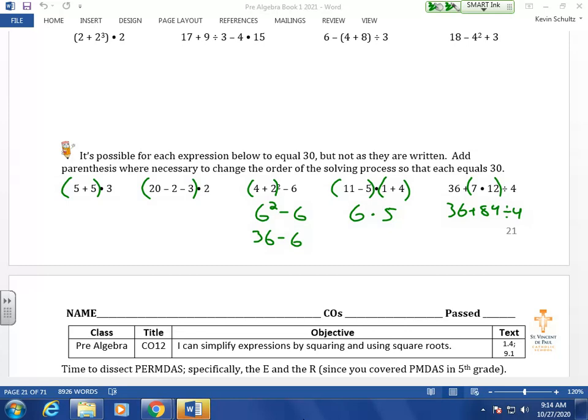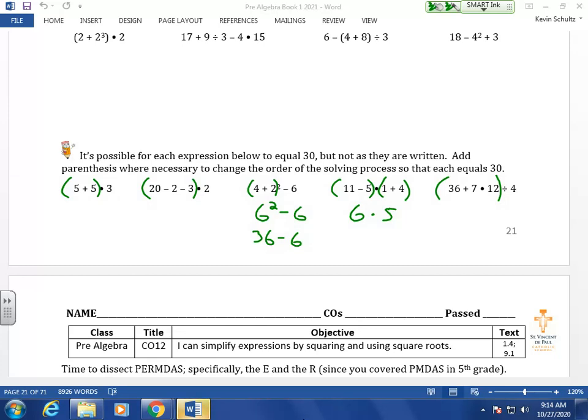We have addition, we have division. What comes first? Pierce? It's division. 84 divided by 4 is 21. So then we have 36 plus 21, which doesn't get us to 30. So around the 7 and the 12 would not work because we would end up dividing before adding. But that 36 is kind of key. We need that 36 added to the 7 times 12 to get something that when we divide by 4, it gets us down to 30. Okay? So I believe that is the only option here.